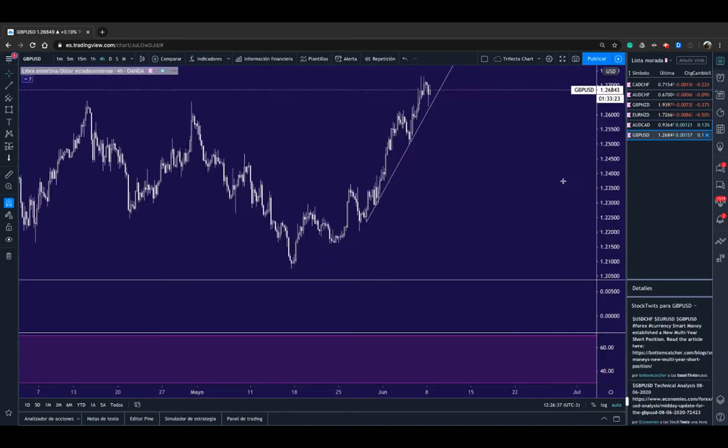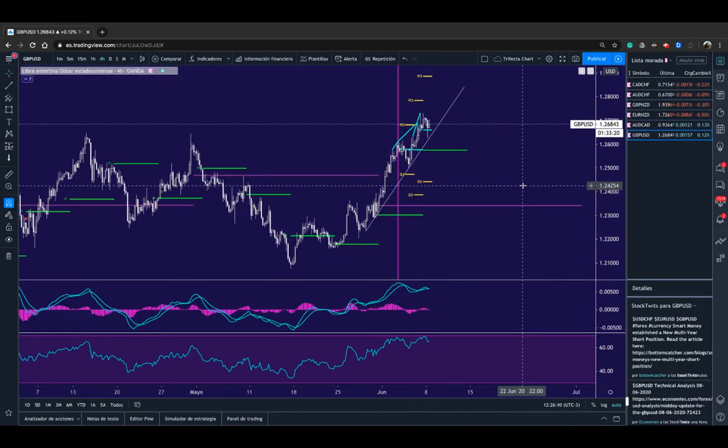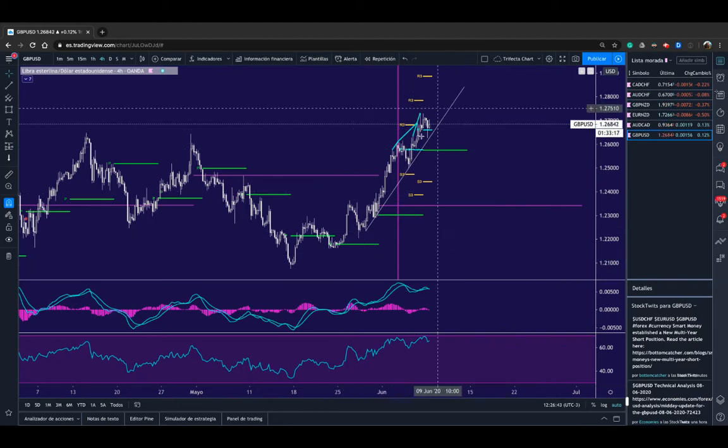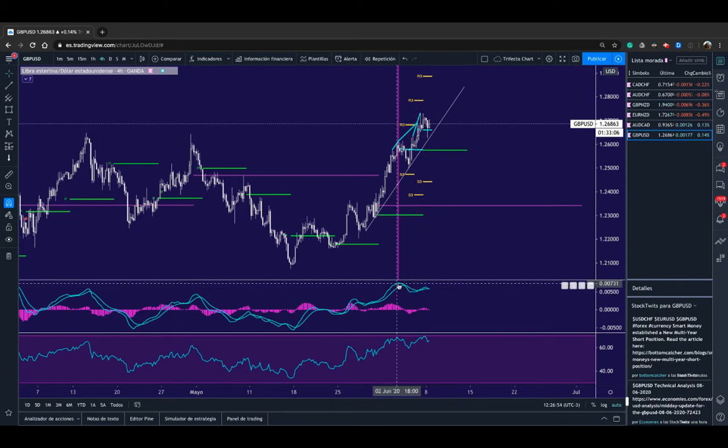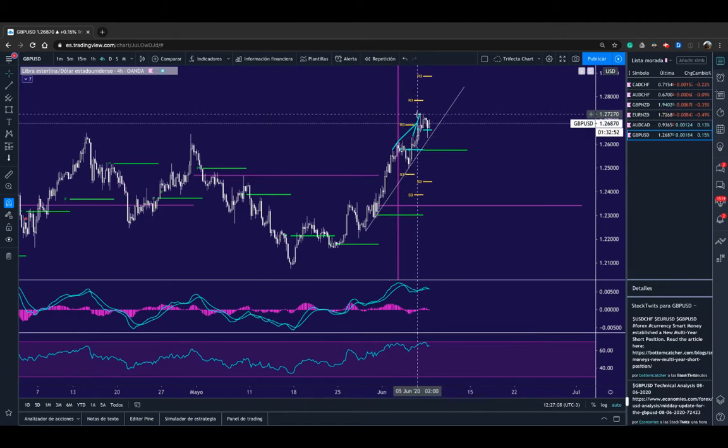And last of all, the GBP dollar, we have a nice strong movement upwards. We break the R3 level, and we have a MACD divergence, and at the same moment RSI divergent. So this is a nice setup, because if we break the highs, we may see an RSI overbought over again, breaking the 70 level.